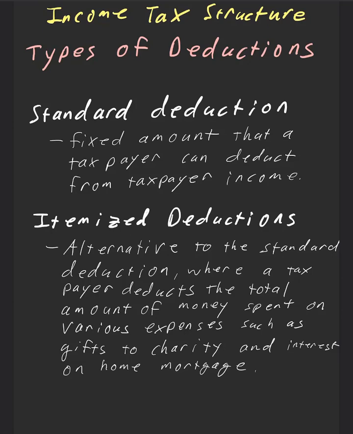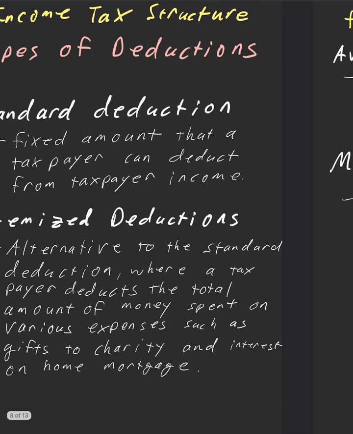And this is where a taxpayer deducts the total amount of money spent on various expenses, such as gifts to charity, interest on home mortgage, etc. So you have to pick one or the other. For most people, the standard deduction is the way to go. It keeps it simpler, and you're not gaining anything by going to itemized deductions. And higher income people giving a lot to charity, etc., those are going to be the people that want to take itemized deductions.